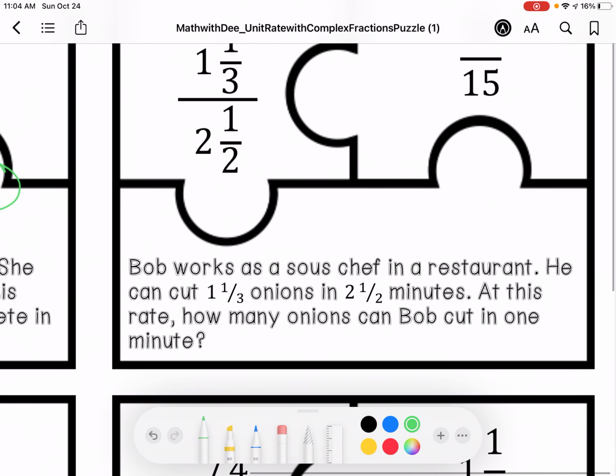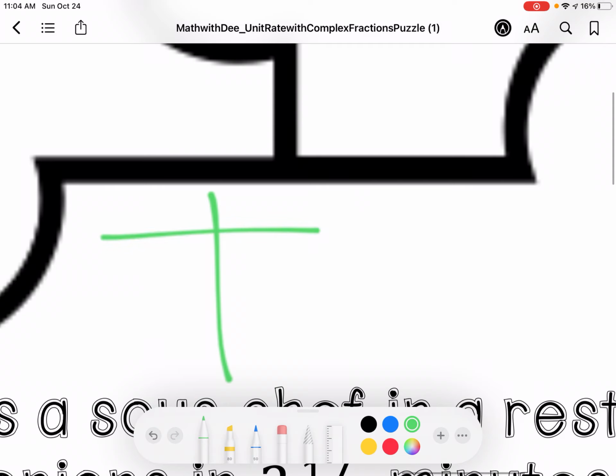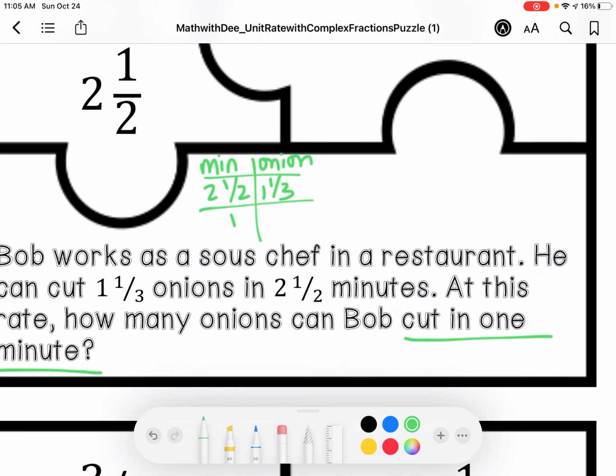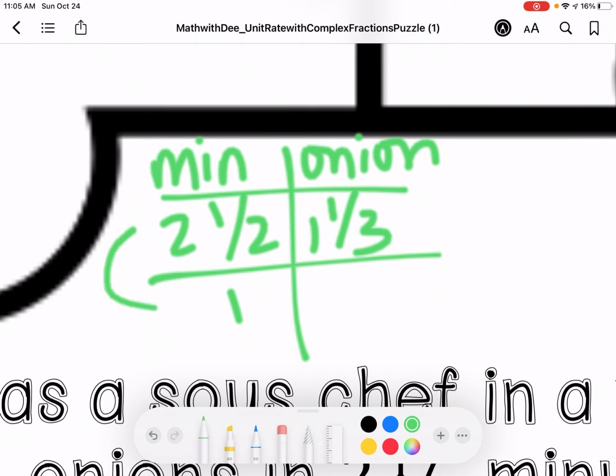This one says, Bob works as a sous chef at a restaurant. He can cut 1 1/3 onions in 2.5 minutes. At this rate, how many onions can Bob cut in 1 minute? So, again, if you were at school, you would see I already had these tables done. So 2.5 minutes, 1 1/3 onions in 1 minute, right? Yep. So we're dividing by 2.5.